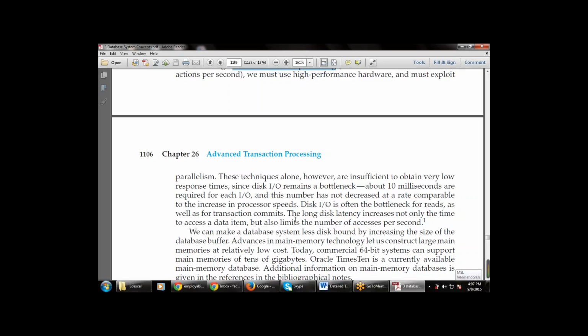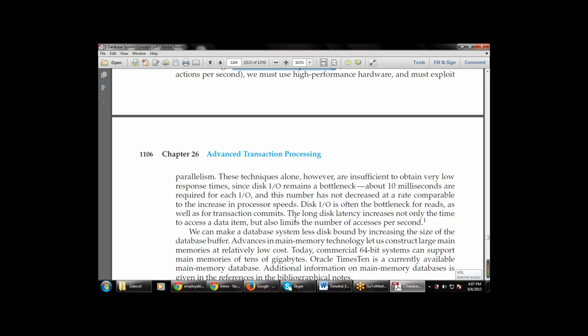Since input output remains a bottleneck, about 10 milliseconds are required for each input output operation. This input output is often the bottleneck for reads as well as for the transaction commit. The long disk latency increases not only the time to access a data item but also limits the number of accesses per second.